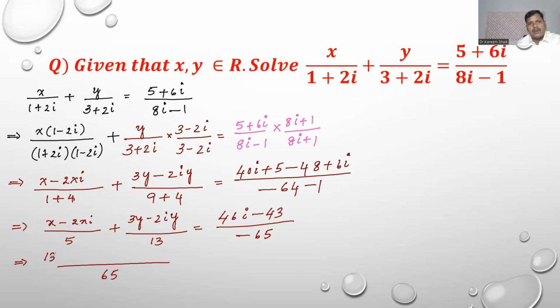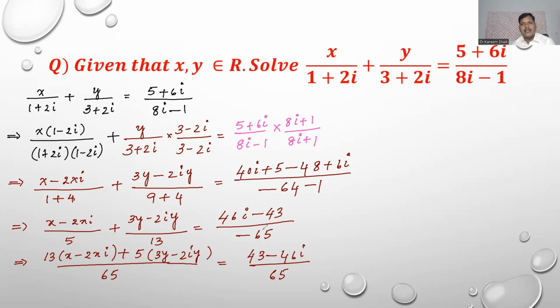So 13 times of x minus 2x iota plus 5 times of 3y minus 2 iota y equals to, can I write it as (43 minus 46 iota) upon 65? Why I multiplied numerator and denominator by negative sign of the right side fraction. Now these two fractions are equal, so we can cancel 65 and 65. Now what we will get? Let's see here.